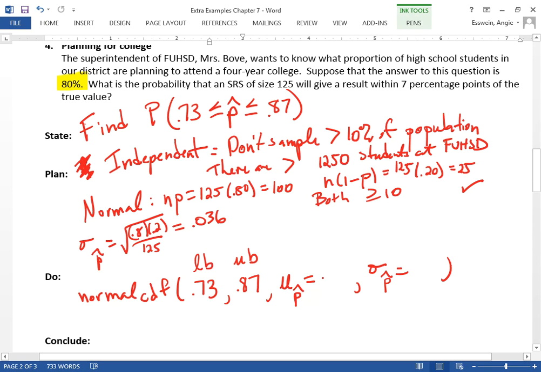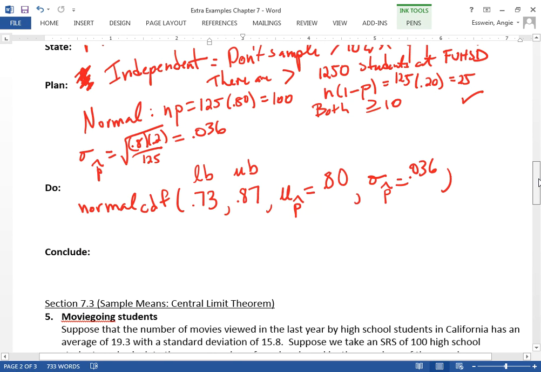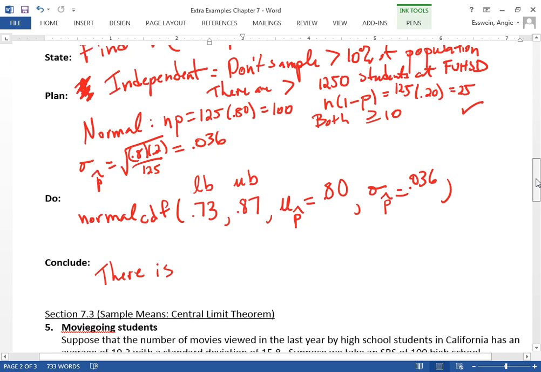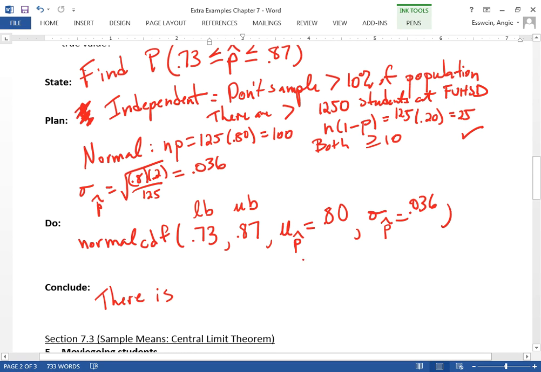So anyway, we plug in these answers. What's mu sub p hat? 0.8, or 80%. We knew that from the very beginning because our population proportion is 80%. Therefore, the mean of the sampling distribution of p hat is also 80%. And the standard deviation we just found. So we type that in on our calculator. What is the chance that our percentage, when we take that one sample, is going to be between 73% and 87%? There is a blank chance.